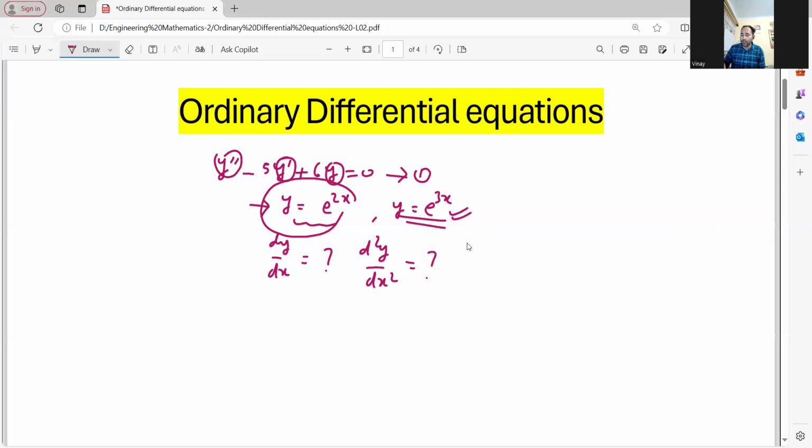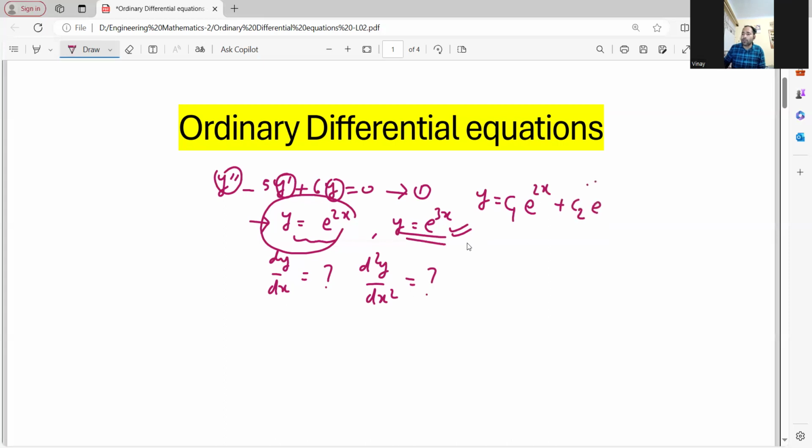So basically, if you write a function which is a linear combination of these two given functions, for example, C1, some constant, e to the power 2x plus C2 e to the power 3x. All right. So this is also going to be a solution of equation 1, or a solution to the given differential equation, for any value of C1 and C2, right? So this is what we mean when we say we want to find the solution of a differential equation.